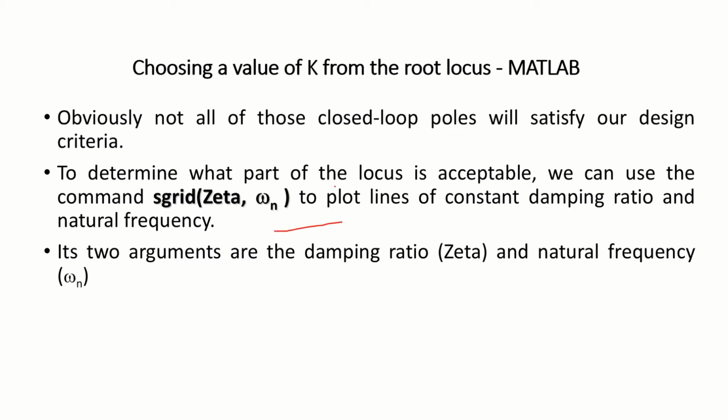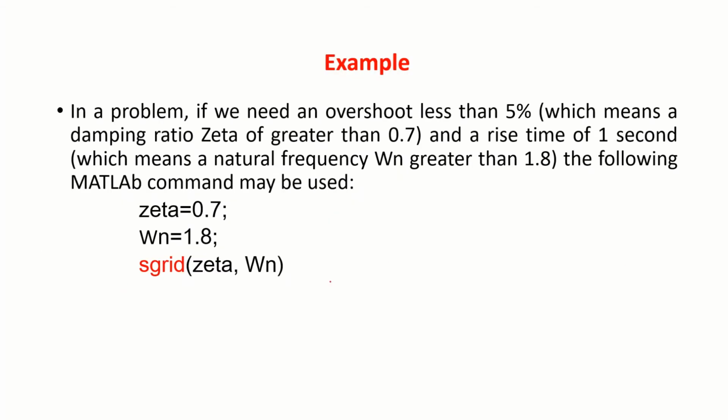To determine what part of the locus is acceptable, we can use the command sgrid(zeta, omega_n) to plot lines of constant damping ratio and natural frequency. If you give the two arguments, damping ratio and natural frequency, then you can simply write zeta equal to 0.7 and add these lines to your M file.